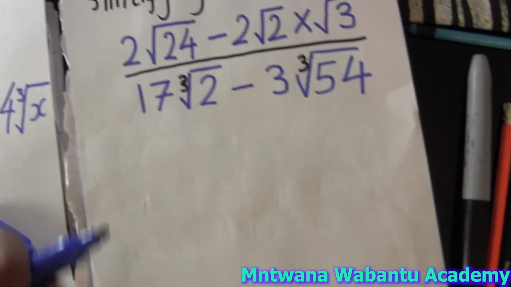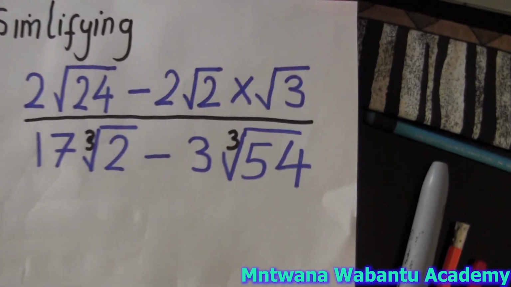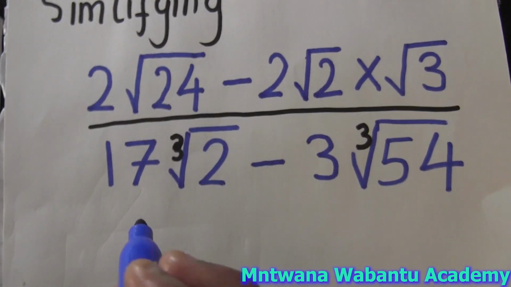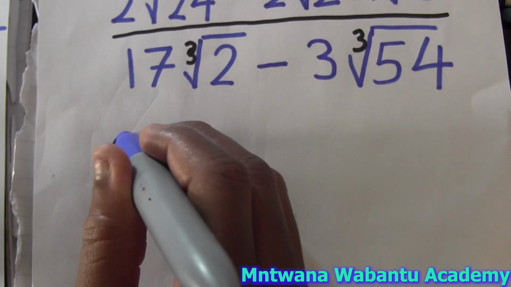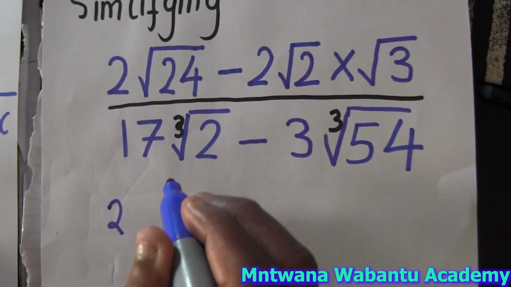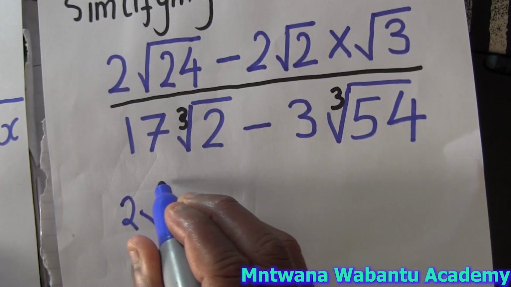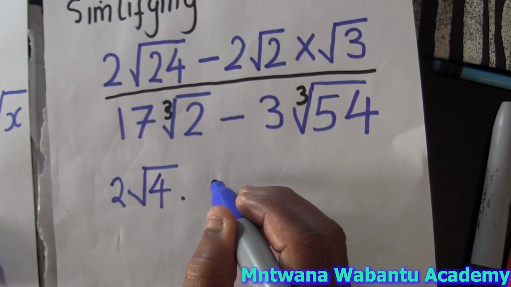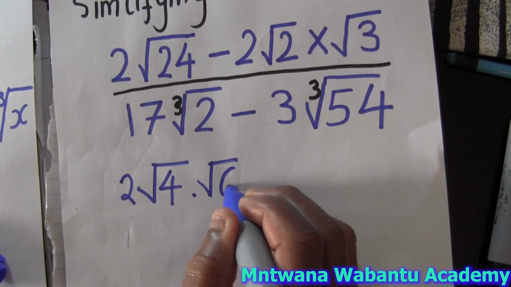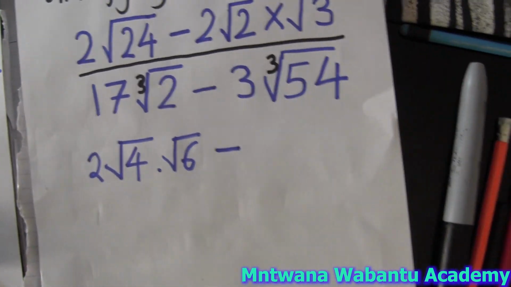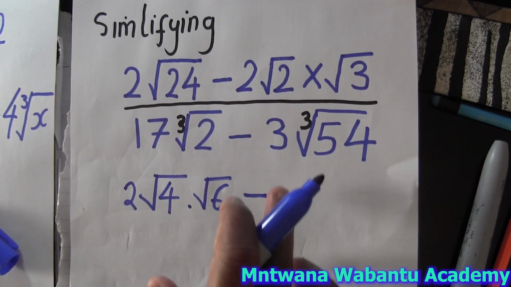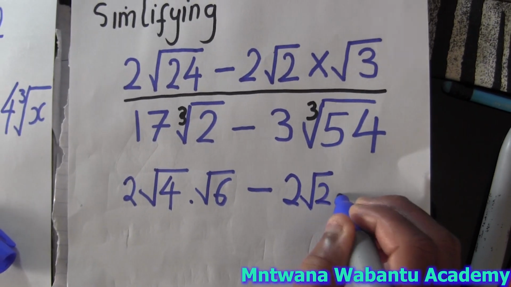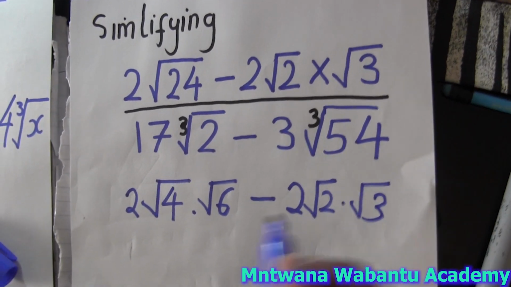So now let's go to this question. We're going to break this down in different ways. What is 24? 24 is like 4 times 6. So here I have a 2. I'm going to say square root of 4, separate, and then square root of 6. And they say minus. This one here I can leave the same. I can say square root of 2 and square root of 3, because I don't know what's going to happen next.